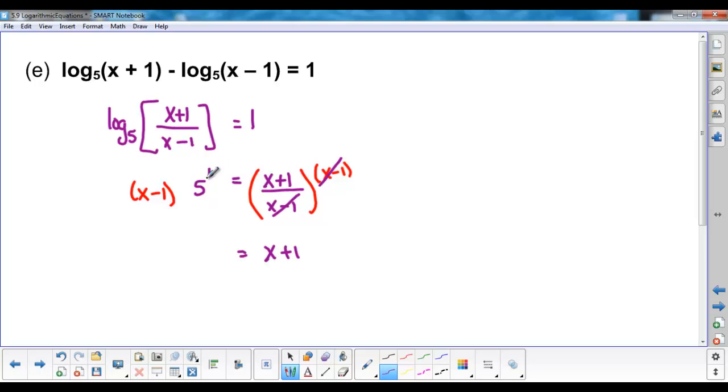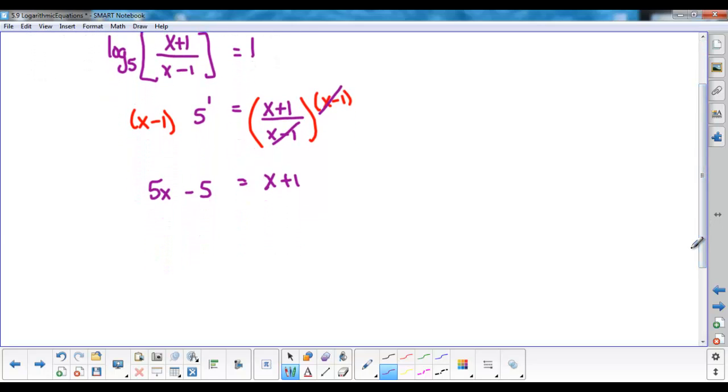And on the left side, well, 5 to the power of 1 is just 5, so we can start distributing right away. So 5x minus 5. And we don't have a quadratic here. We have a nice linear equation, so I'll move all my x's to one side. So 5x minus x. And all the numbers on the right side, so 1 plus 5. So we actually end up with 4x equaling 6. And divide both sides by 4, which will give us x equaling 3 over 2.